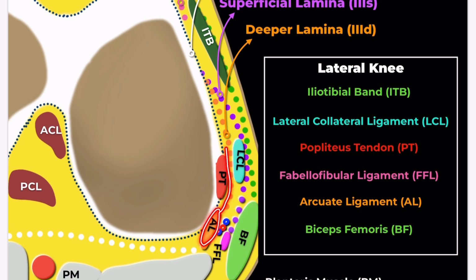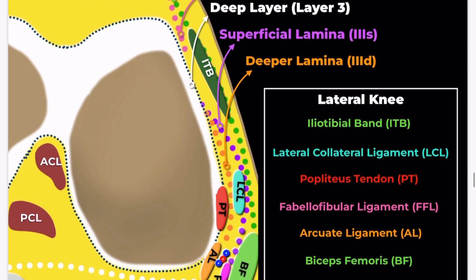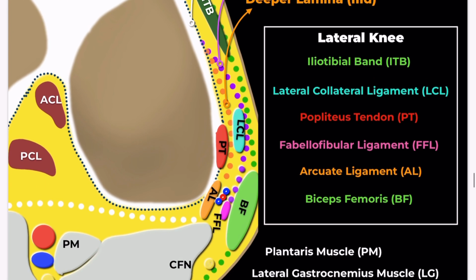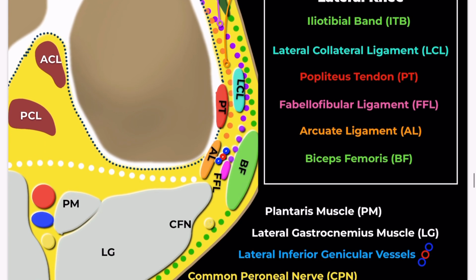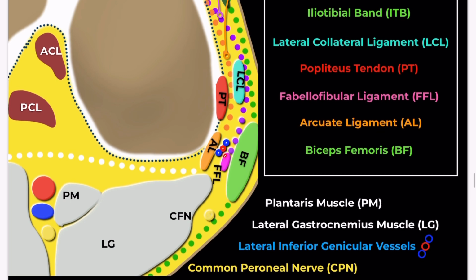An important anatomical landmark to be aware of is that the deep and superficial laminae of the posterolateral capsule are always separated from each other, with the lateral inferior genicular artery situated between them.